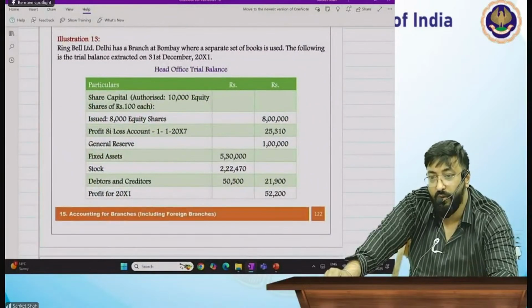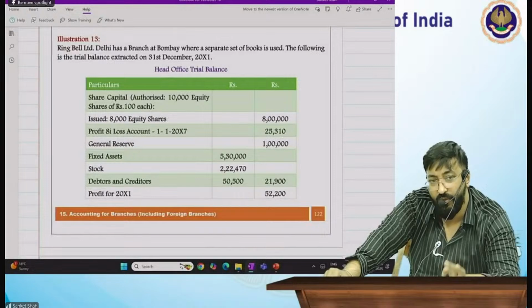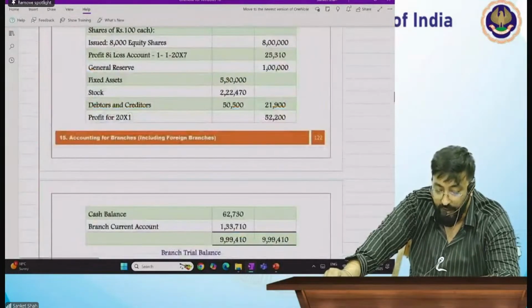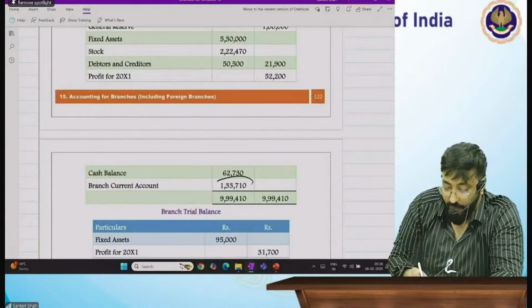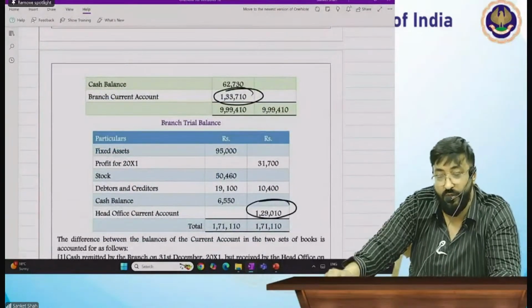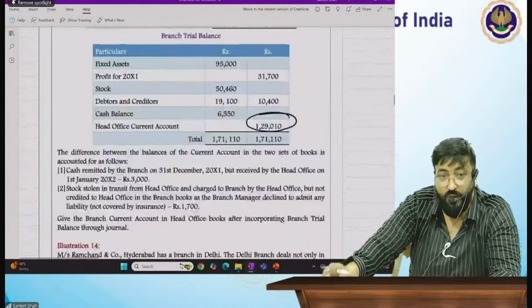So I will give you guidance on this question and tomorrow you tell me the answer. See, here also balances are not matching. 133,710 and 129,010. Is it matching? No. Differences are given below.